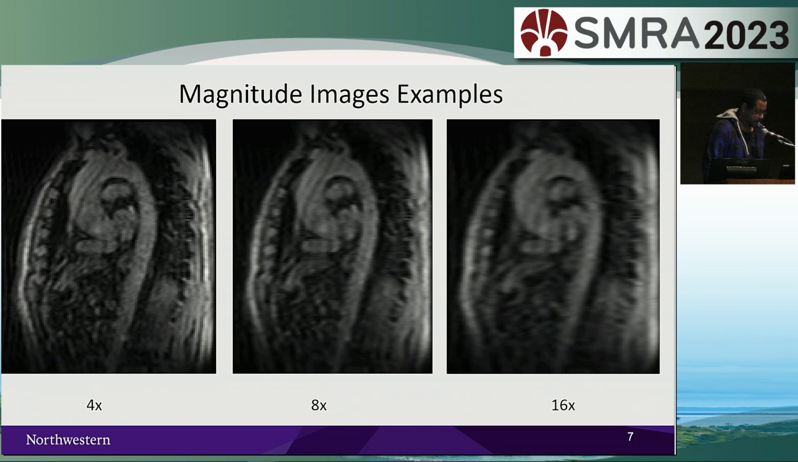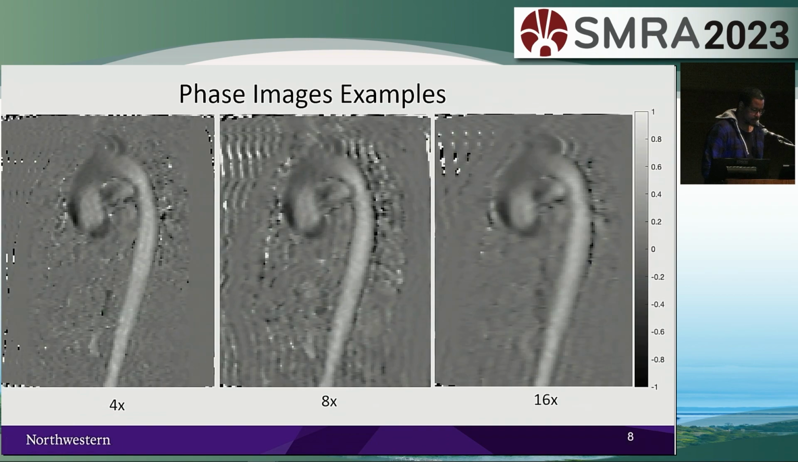Here are examples of the magnitude data at each of these conditions, with increasing blurriness and loss of details in anatomy as resolution gets lower. The nomenclature used is meant to indicate how many times larger the voxel becomes. So for the first example, the voxels are 4 times larger than the original 4D flow dataset. And this trend is similarly seen in the phase difference images, where there's greater blurriness and distortion in the data, especially in the edges of the blood flow, as the resolution gets lowered.